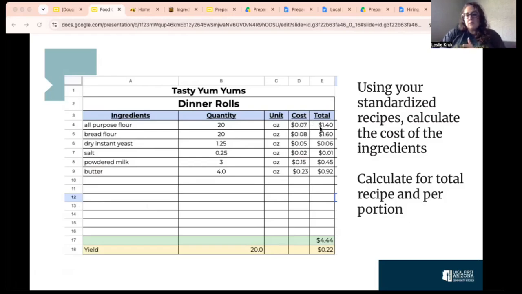And then you can put in a little formula in this final column in the total. That's going to take the quantity in this column B and multiply it by D, the cost per ounce, to get us the total in E, $1.40. You keep going with those calculations to get the full recipe amount of the $4.44 at the bottom. That's what it cost me to make this entire recipe with all the ingredients. And you'll see my yield is 20 each units, or 20 each. And now I can take the total recipe cost, $4.44, and divide that by 20, giving me a cost per portion of 22 cents.